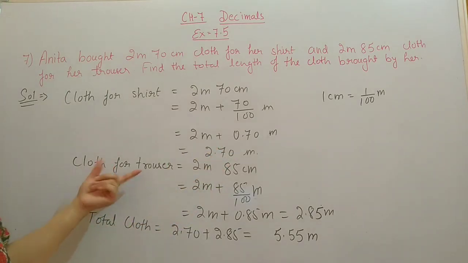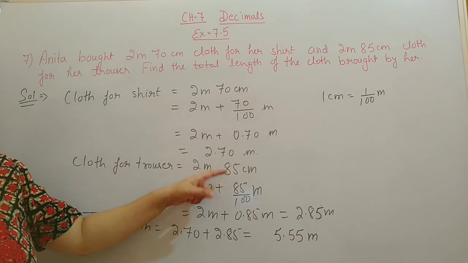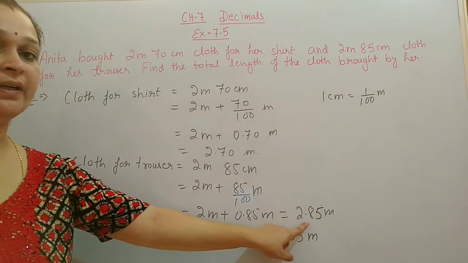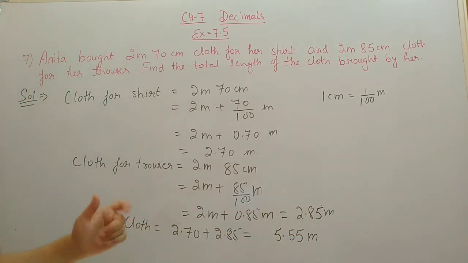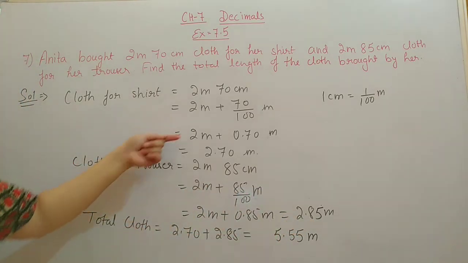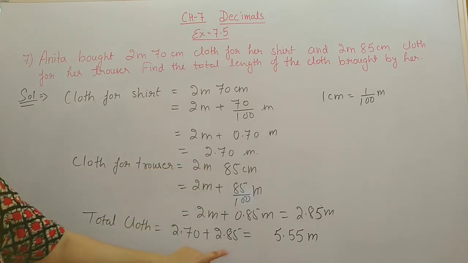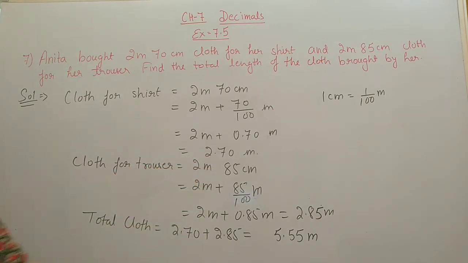So 2 meter 70 centimeter is equal to 2.70 meter. Similarly, she brought 2 meter 85 centimeter cloth for the trouser. That also we will convert into meter. It will become 2.85 meter. Now the total cloth will be the sum of these two. So first one 2.7 and second one 2.85. After addition we will get 5.55 meter.